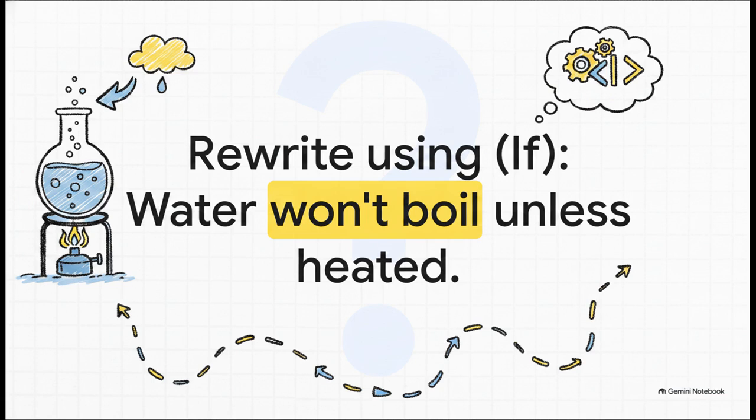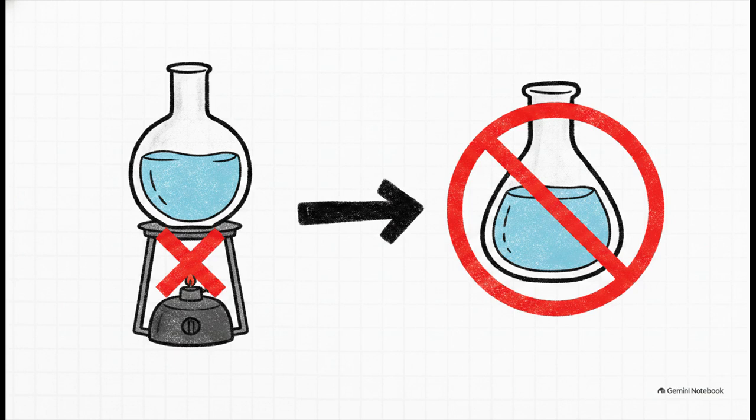Think about it. If water is not heated, it won't boil. The golden rule you need to memorize here is that the word unless basically translates to if not. So when you remove unless from a sentence and put if in its place, you have to make the verb in that specific clause negative to keep the logic identical. Fantastic work if you followed along and successfully mastered that logic flip.